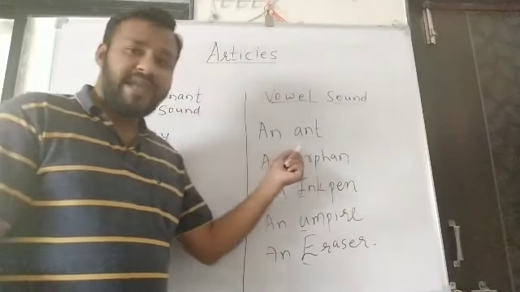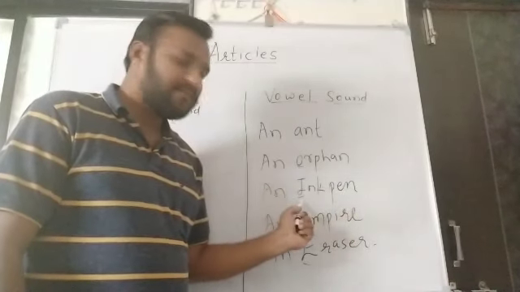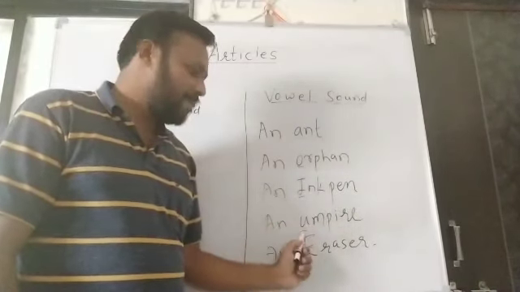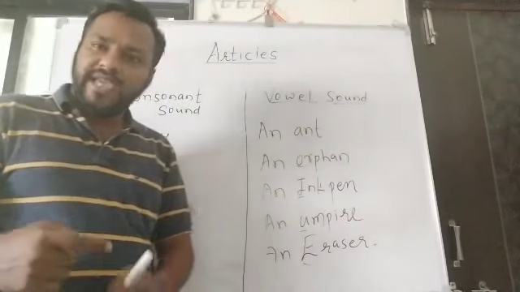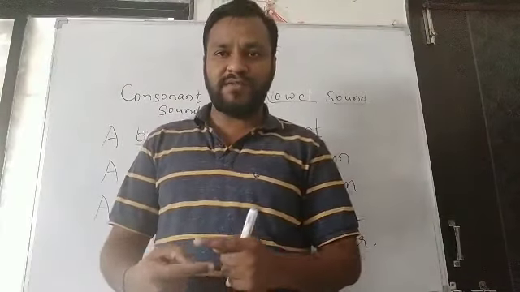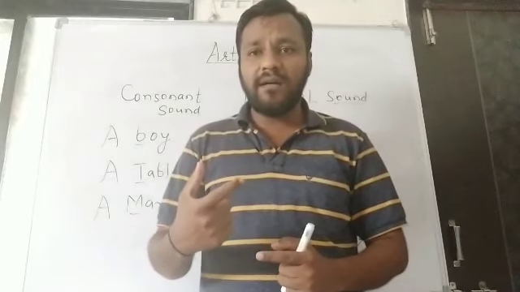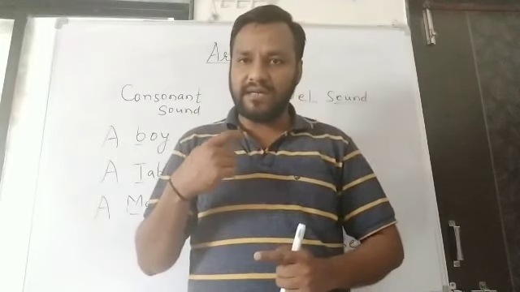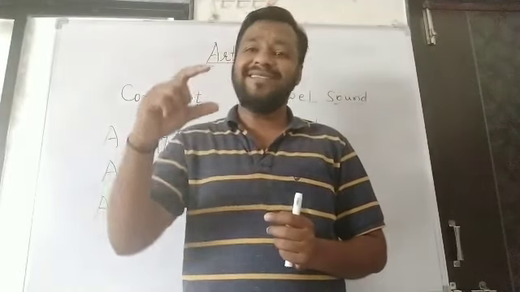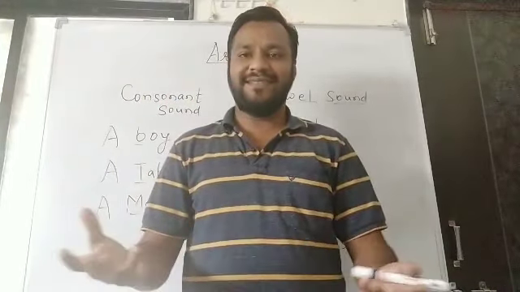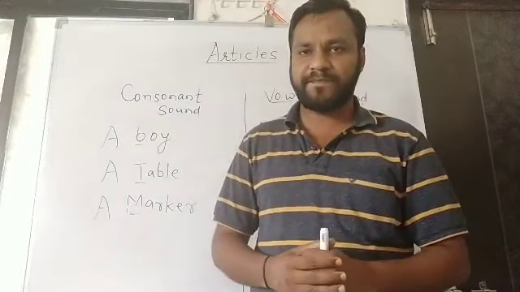Repeat after me. Ant, a. Orphan, o. Ink pen, i. Umpire, u. Eraser, e. If we pronounce these sounds, these are called vowel sounds. That time our tongue doesn't touch the upper side or lower side, and we don't close our lips. This is the simple trick. Now this was the last session's revision.